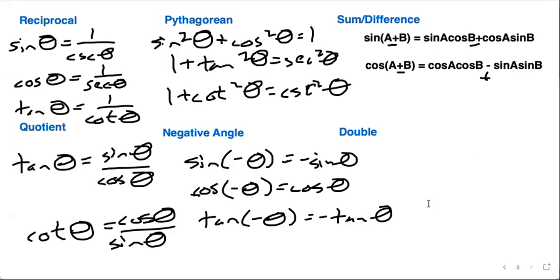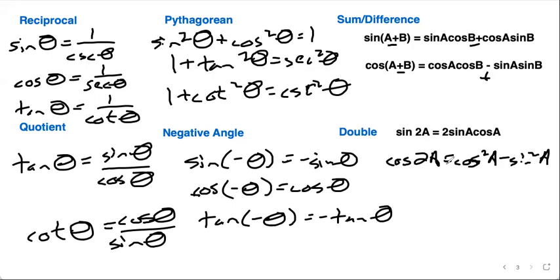Double angle identity, sine of 2A is equal to 2 sine A cosine A. And then cosine of 2A is equal to cosine squared A minus sine squared A. But if you take this Pythagorean identity up here and substitute it in, there's actually three equivalences. It's also 2 cosine squared A minus 1. It's also 1 minus 2 sine squared A.